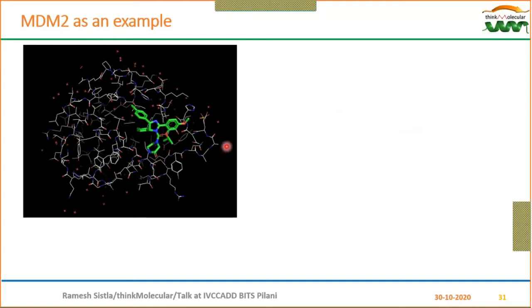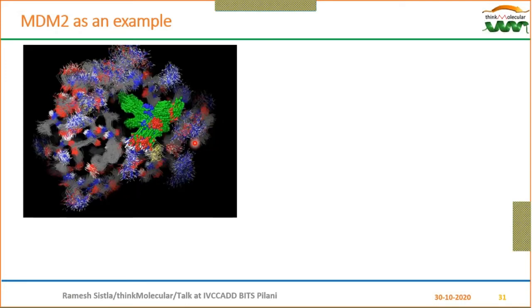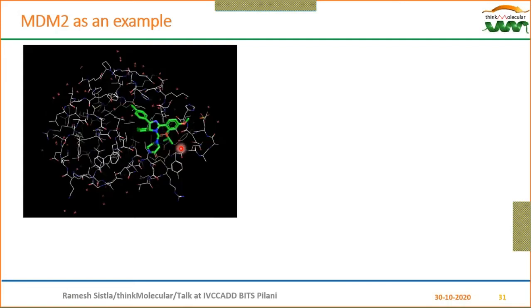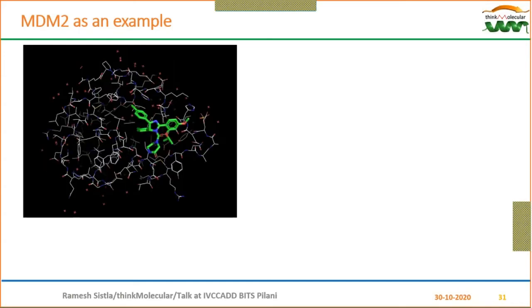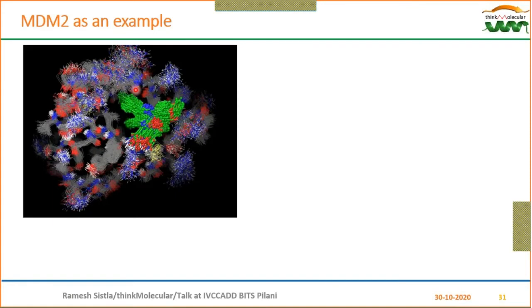So I'm going to talk about molecular dynamics. This is how your structure would look. This is a complex of a protein called MDM2 bound to a compound. But in actuality, it will look like this. The protein has an ensemble of conformations. The ligand also has an ensemble of conformations. What you see here in an X-ray structure is actually an average structure of this ensemble.